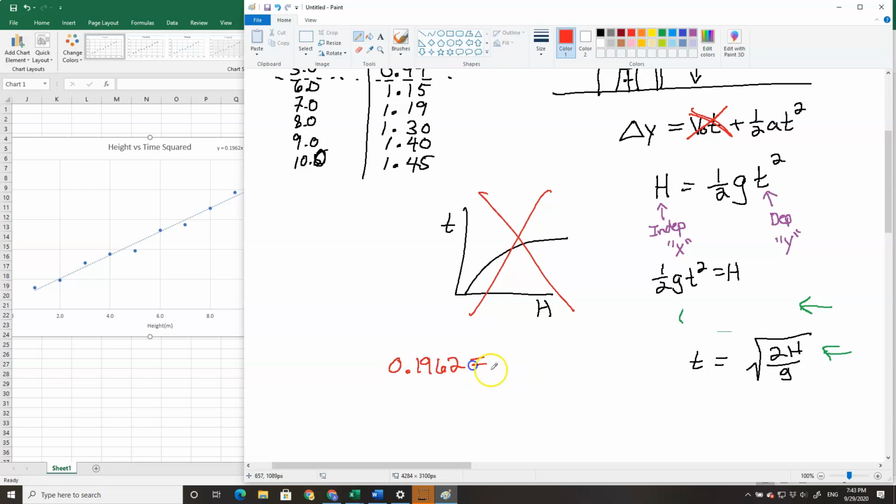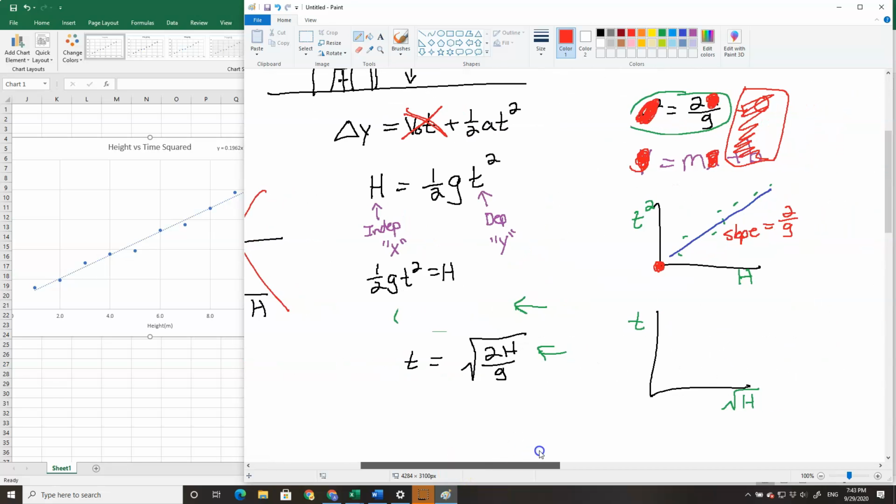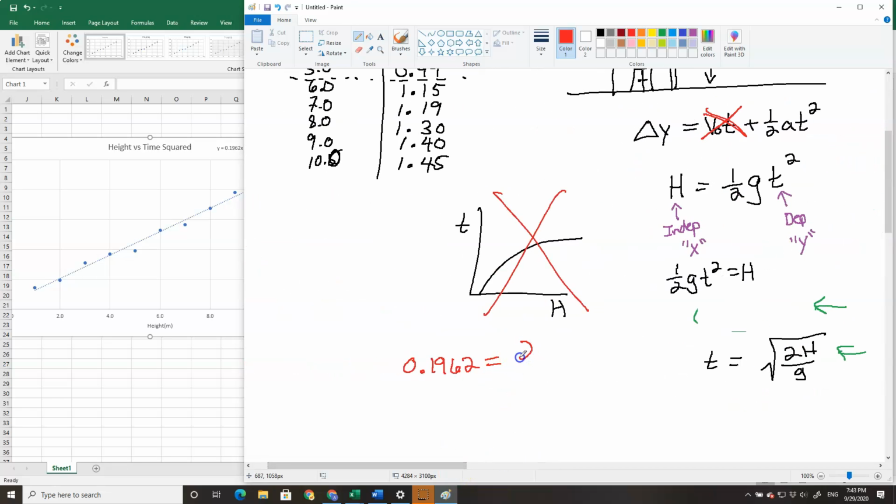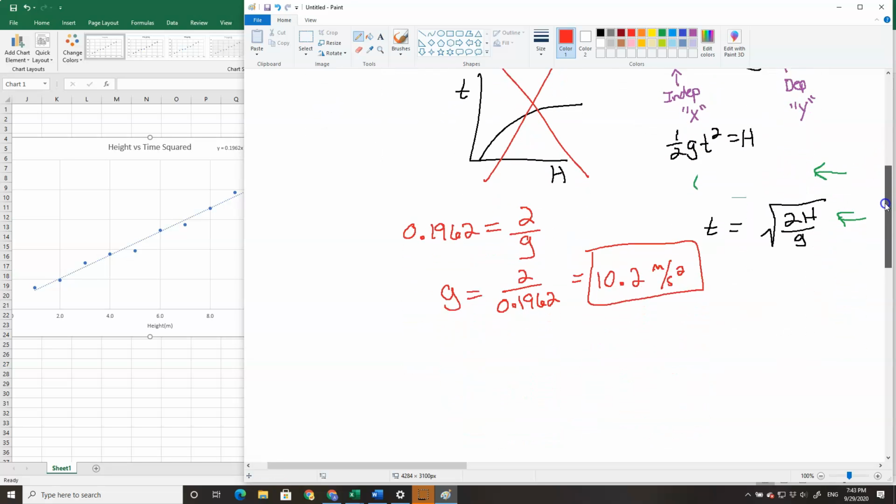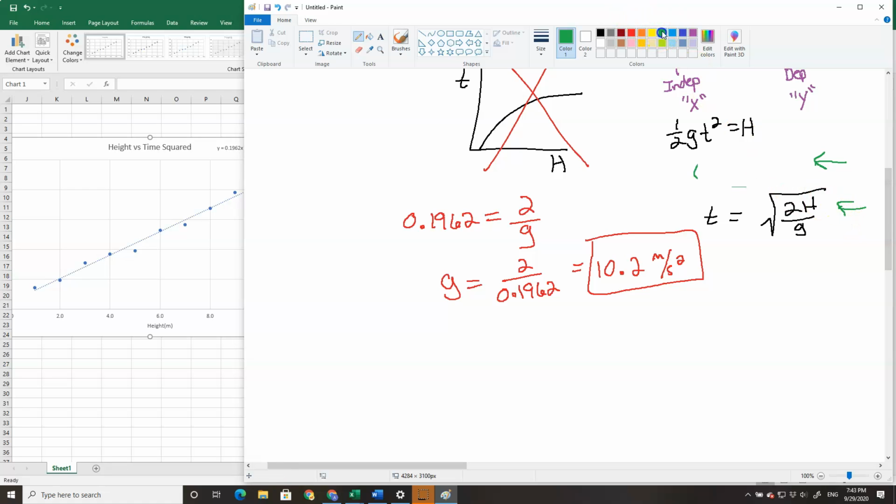As I said earlier, the slope equals 2 over g. So I'll put 2 over g, solve for g. g is 2 over 0.1962. So 2 divided by 0.1962 comes out to 10.2 meters per second squared. So we actually got an acceleration that's greater than Earth's. That makes sense. There should be error in lab.